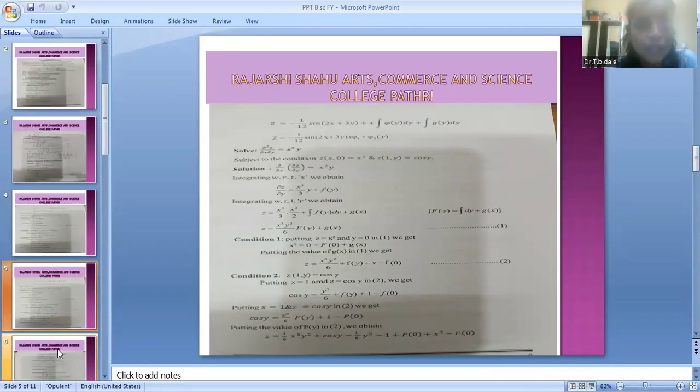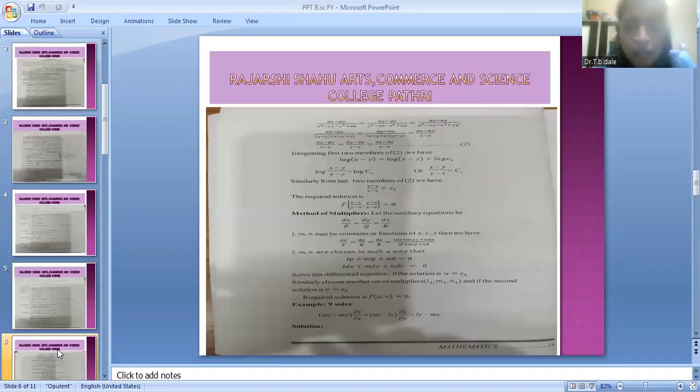In the next slide, we have dx upon x square minus y square plus ax is equal to dy upon y square minus a square, dz upon ax minus a square plus xy. Integrating the first two members of equation 2, we get log of x minus y is equal to log of y minus z plus log of c1. Log of (x minus y) upon (y minus z) is equal to log of c1, or (x minus y) upon (y minus z) is equal to c1.